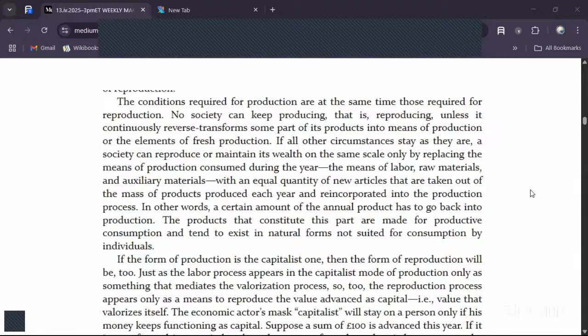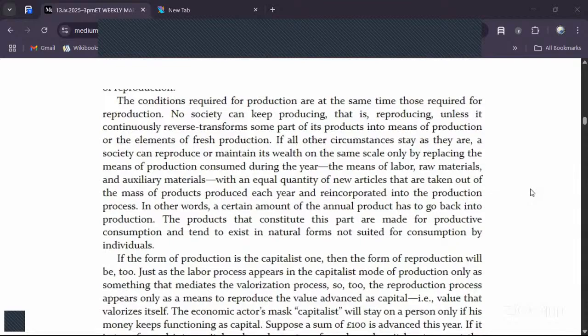No society can keep producing, that is, reproducing, unless it continuously reverse transforms some part of its products into means of production or the elements of fresh production. If all other circumstances stay as they are, a society can reproduce or maintain its wealth on the same scale only by replacing the means of production consumed during the year, the means of labor, raw materials, and auxiliary materials, with an equal quantity of new articles that are taken out of the mass of products produced each year and reincorporated into the production process. In other words, a certain amount of the annual product has to go back into production. The products that constitute this part are made for productive consumption and tend to exist in natural forms not suited for consumption by individuals.